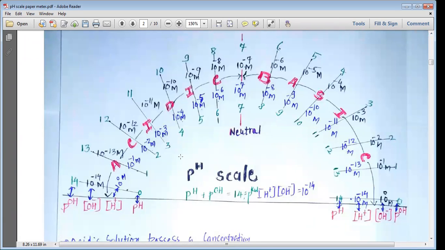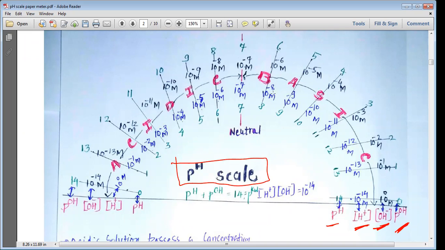It is very interesting for you to study this. This is what we call a pH scale. When we study the pH scale, we study the pH, the H plus ion concentration, the OH minus concentration, and also pOH. So let us study each of them in the pH scale.